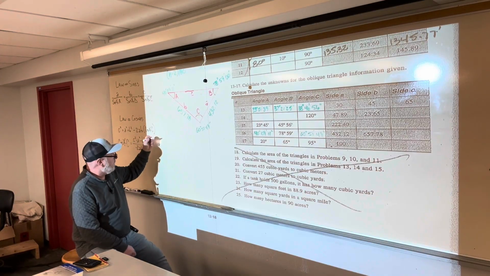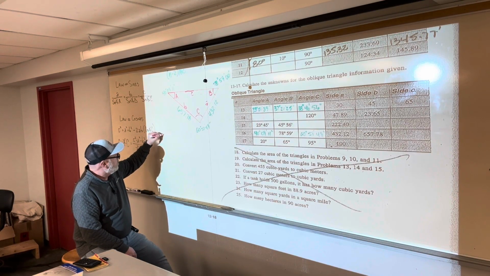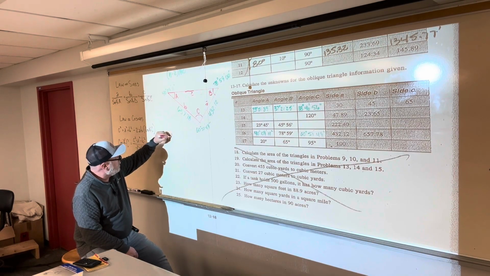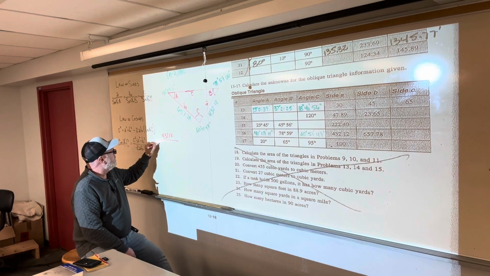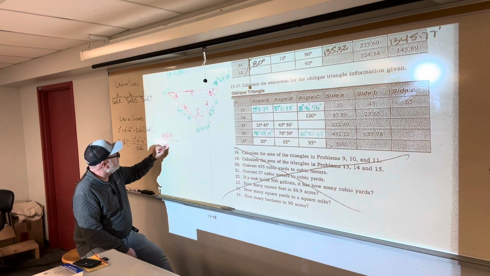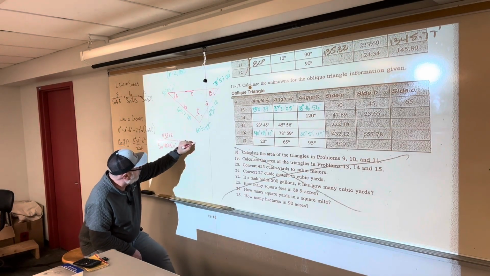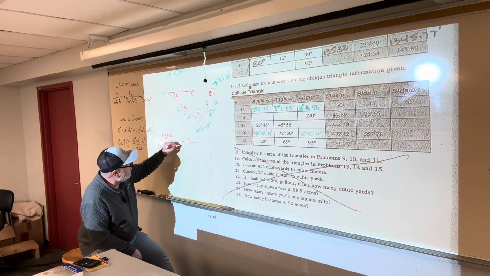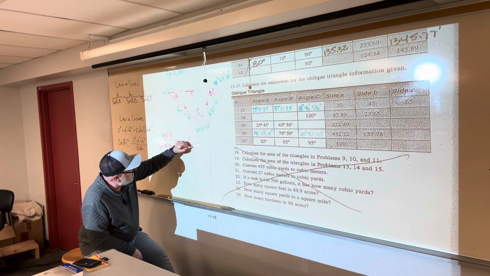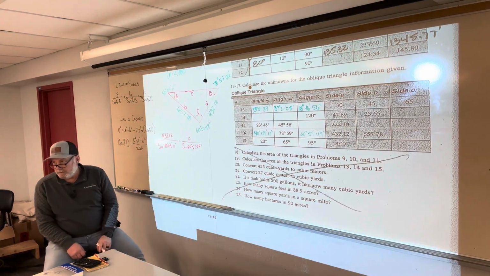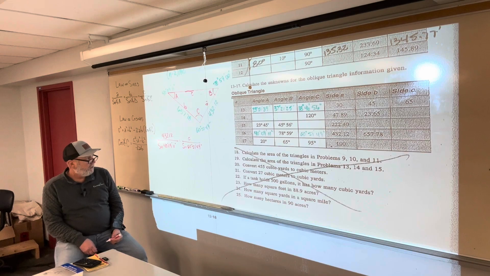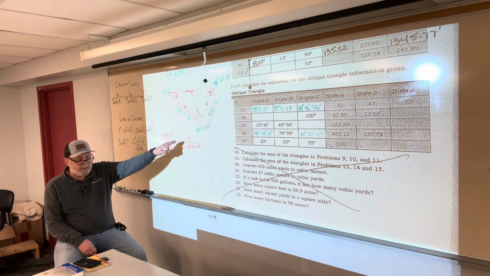So we know the side A is 432.12 divided by the sine of 40 degrees, 9 minutes, 11 seconds is equal to side C divided by the sine of 60 degrees, 51 minutes, 49 seconds. Right? And we're just going to do our cross multiplication again to solve for C.